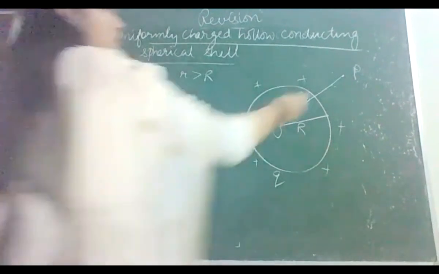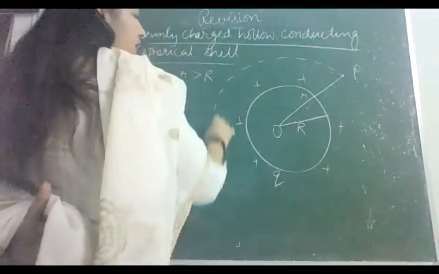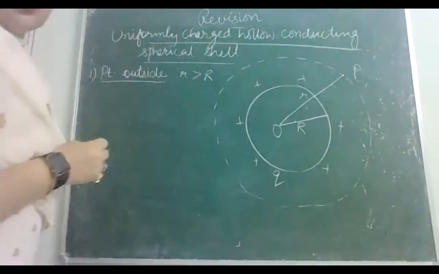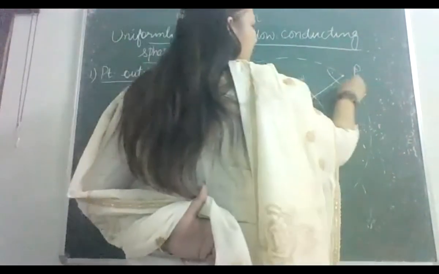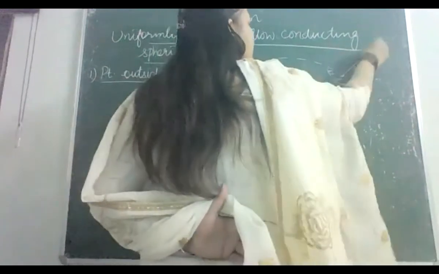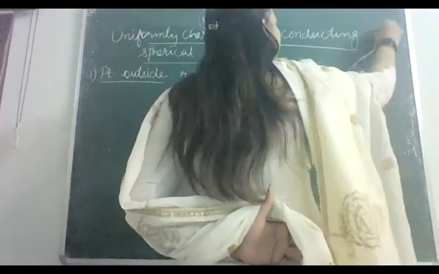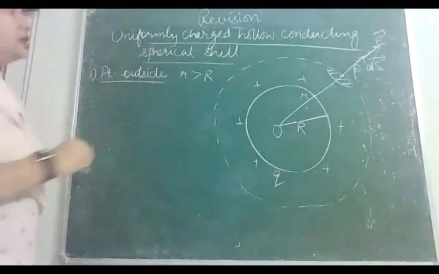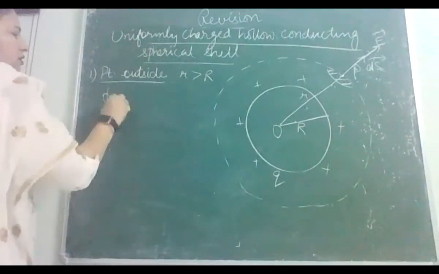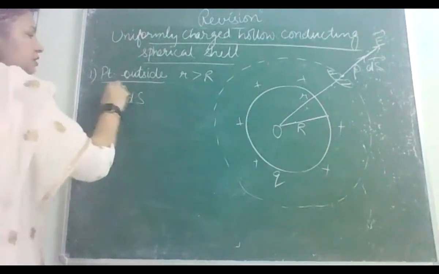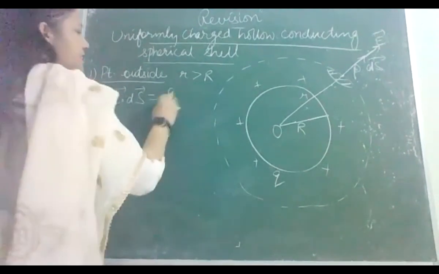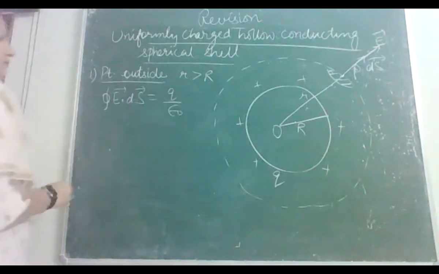So we imagine a Gaussian sphere passing through the point of observation. So this is a Gaussian sphere. We are going to apply Gauss's theorem, so we must mention the direction of E and dS. You must mark this. So let us apply Gauss's theorem to this Gaussian sphere. So the integral of E dot dS is Q by epsilon naught.